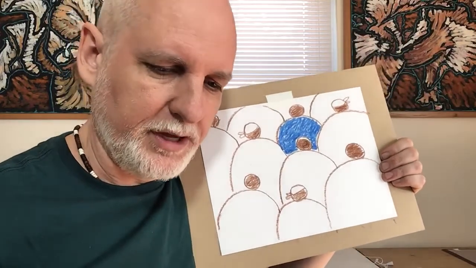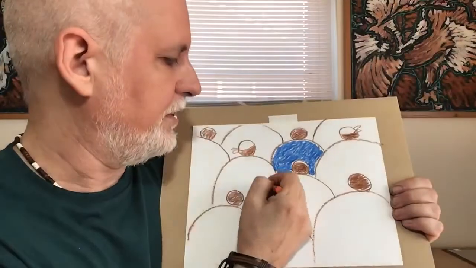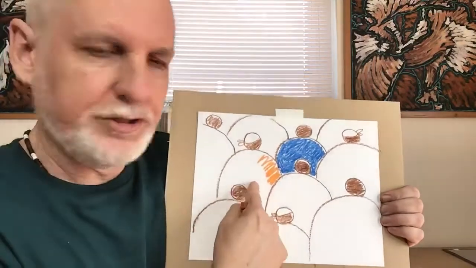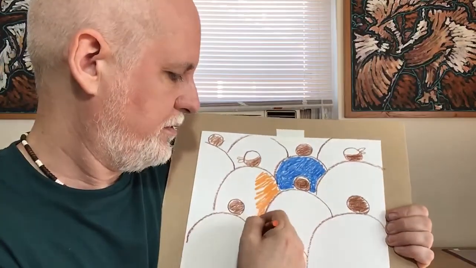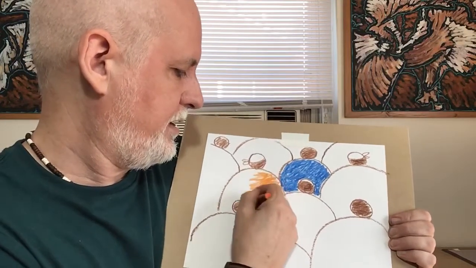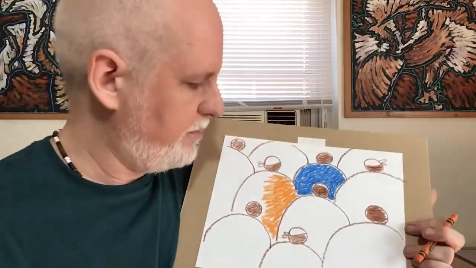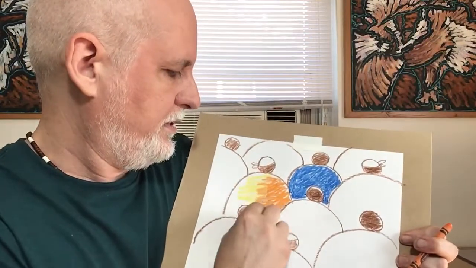Okay, what next? How about orange? I see a lot of orange in that picture that I showed you. Do orange over here. Maybe I'll do this half orange and half yellow. Oh, like that. And yellow. Like that.